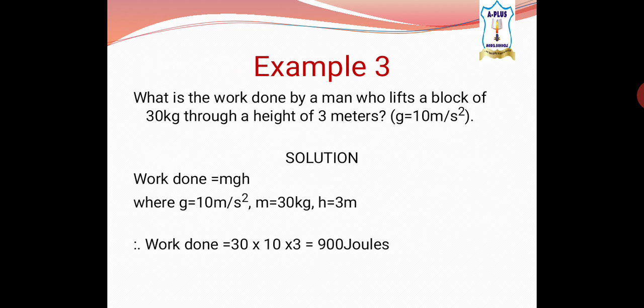Can you see that this thing has solved itself already? Now, it's just for us to input those parameters into our formula, which indicates work done is equal to 30, which is our mass, times 10, which is acceleration due to gravity, times 3, which is our height, and it gives us 900 joules. I think that one is well taken too.